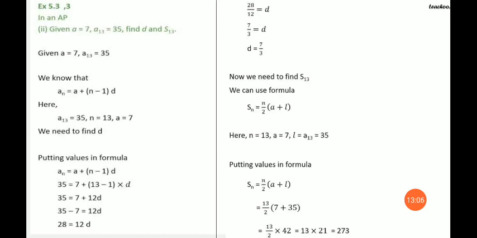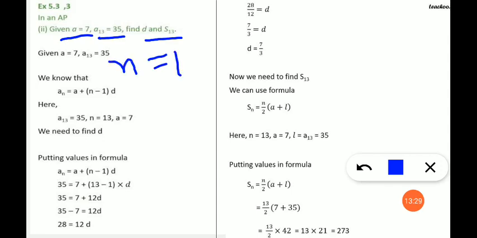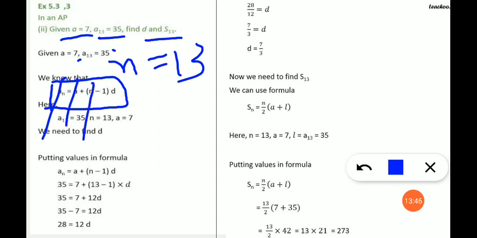Second part. Again, it says that a is equal to 7, a13 is equal to 35. You have to find d and S13. Here the first term is given and n is 13, so a13, that is an, is equal to 35. If we use the formula an is equal to a plus (n minus 1)d, an is known to us, 35, a is known to us, 7, and n is known to us, 13.